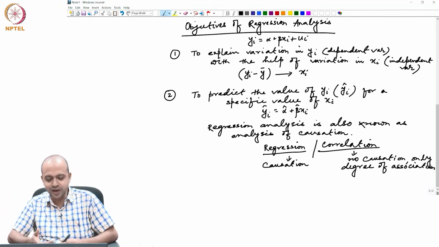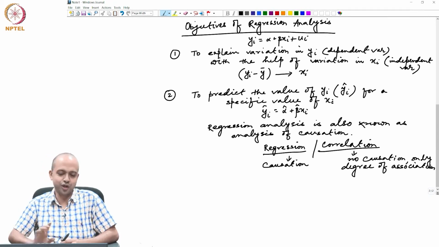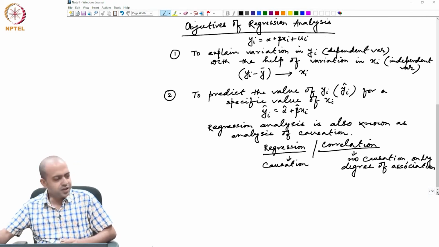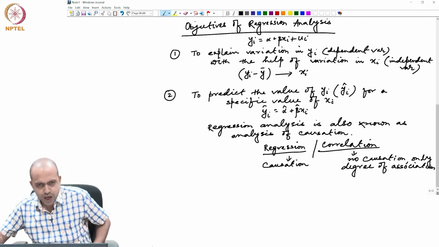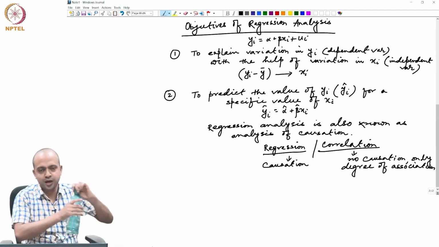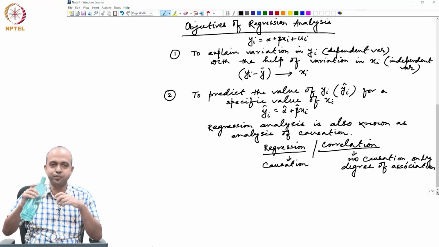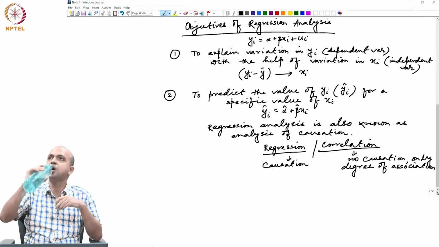So, that means while regression is called a causal analysis, correlation can only tell you the degree of association, nothing more than that. That is the difference between regression and correlation. So, with this, I will now introduce the statistical software, and I will now show you how to estimate the model, for which you might be eagerly waiting.